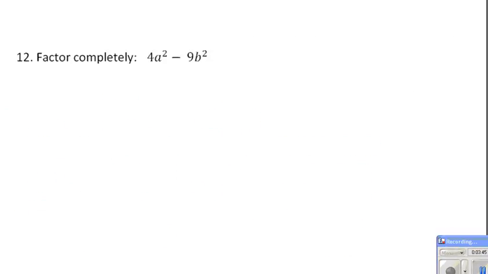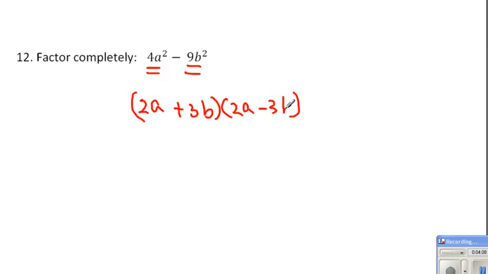Then let us continue. Number 12. Factor completely. Notice that this one is a perfect square, so is this one. So the way we can do this, since this would be a difference of perfect squares, we'll end up getting 2a, and then the other portion will be plus 3b or minus 3b.